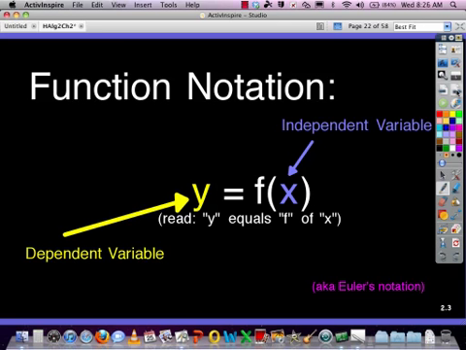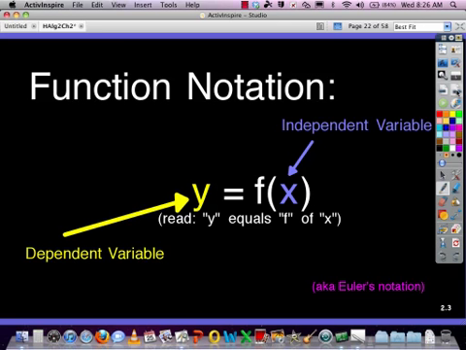Now we'll kick off and talk about, if we know what a function is, something called function notation. There's actually a couple different types. This is called f of x notation, also known as Euler's notation.